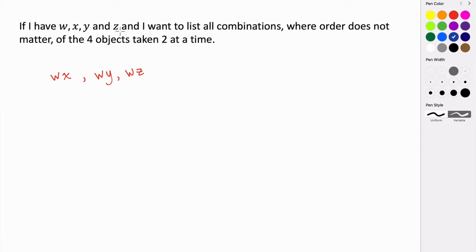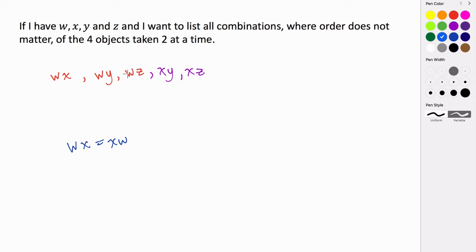Now, in the case of a combination, WX and XW are considered the same thing, so this is not a different element than what we have here. That's if we started with W. If we started with X, how many different options do we have? Well, X and W is already represented here. We could choose X and then Y, or X and then Z. So I think that covers all of them: X with Y, X with Z, X with W.